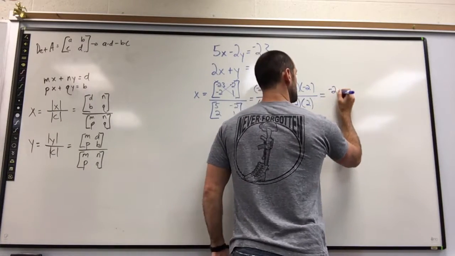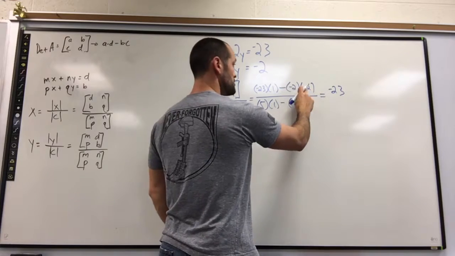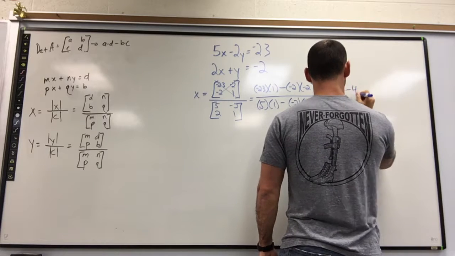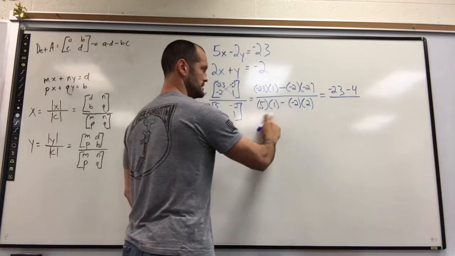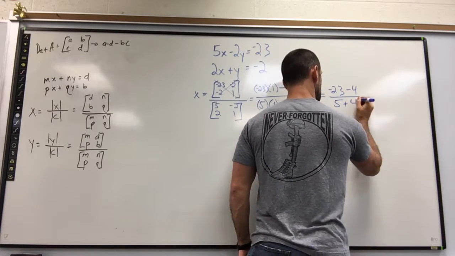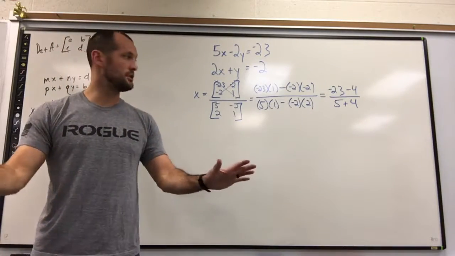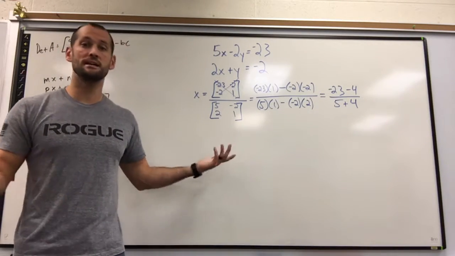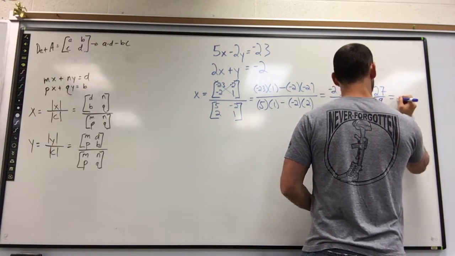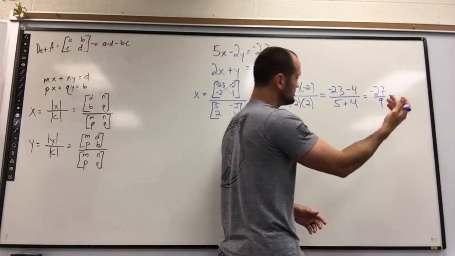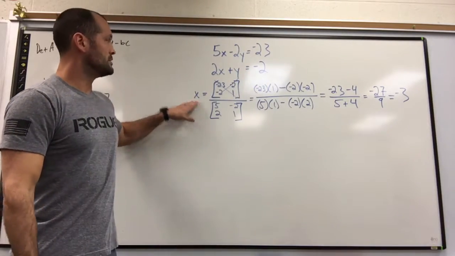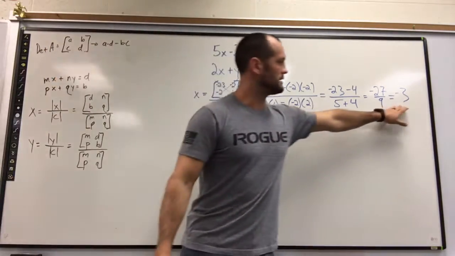We'll continue this process. I get negative 23, and 1, 2, 3 negatives stays negative. Minus 4, all over, and this one's a little nicer: 5, and 2 negatives makes it a plus 4. All I do is multiply. That's all we did. Now, combine like terms. You'll get negative 27 over 9, which is negative 3. So my x value for this system of equations is negative 3.